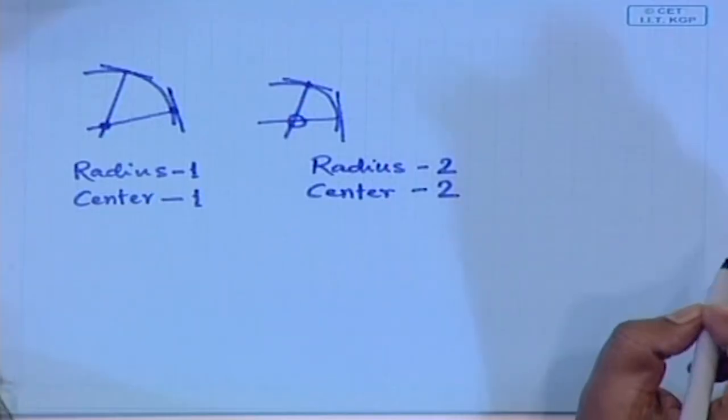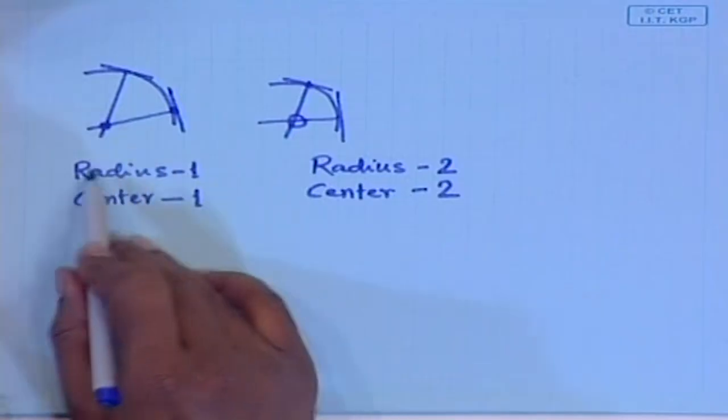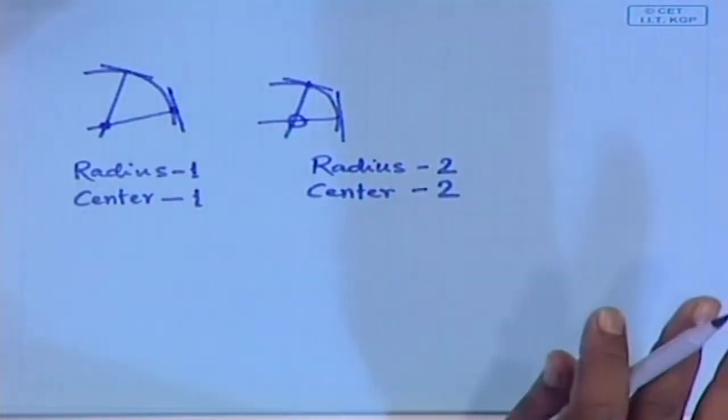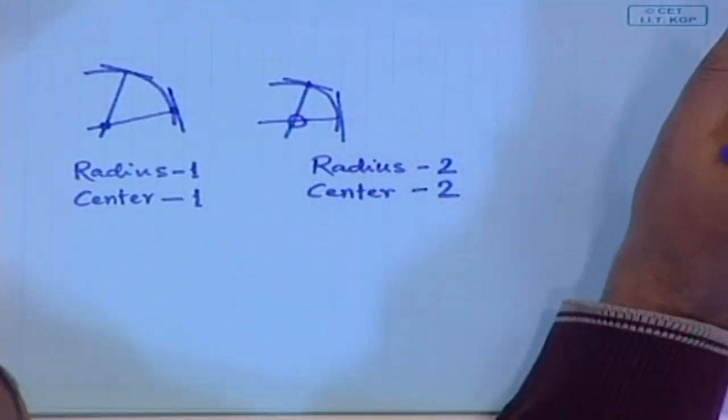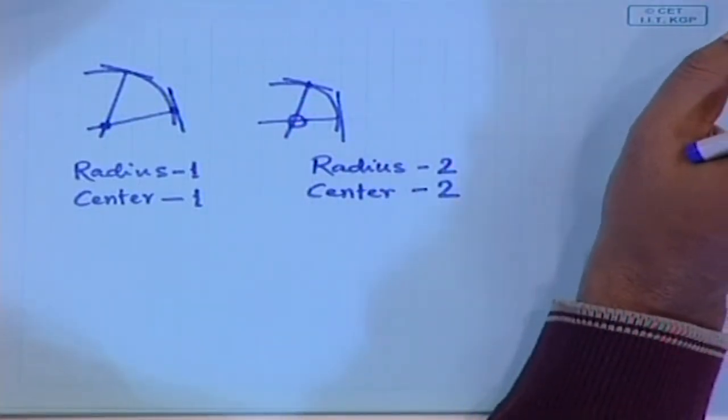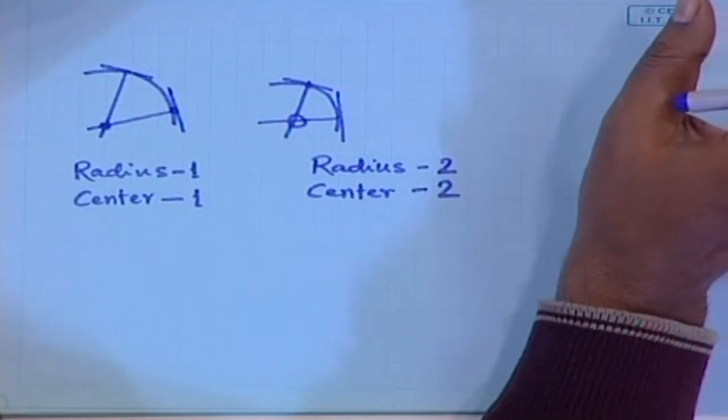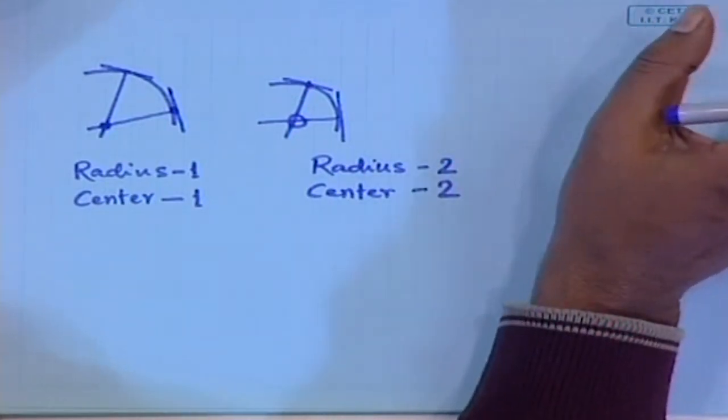Okay. So now if I find that radius 1 is the same as radius 2, that these two radii are equal, and in most cases I cannot get the condition that these two are exactly equal because there is error of quantization, error of measurement.